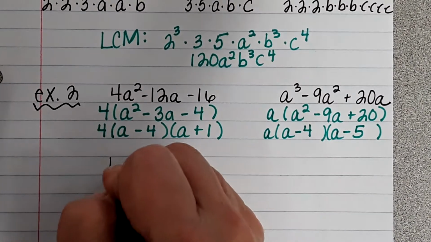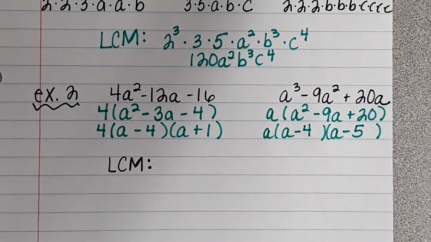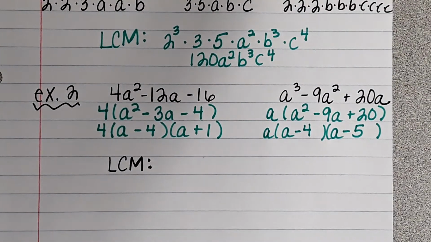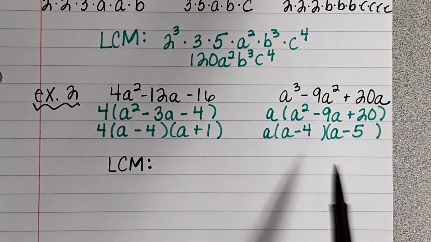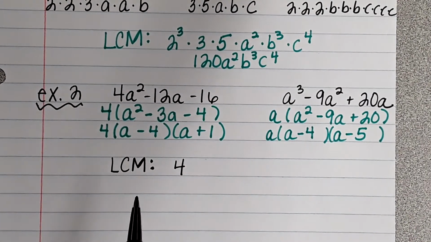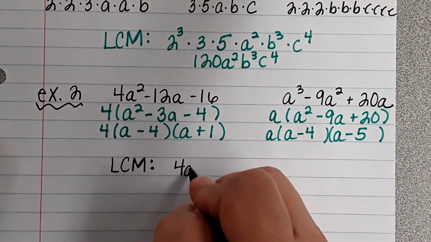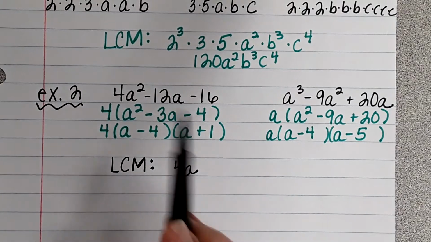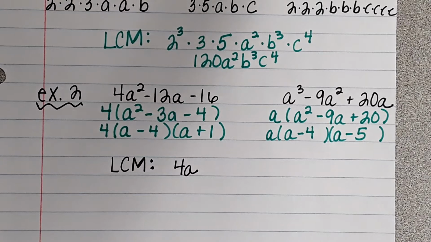Now we're going to look for our least common multiple. Remember, your least common multiple is like your least common denominator. This is what your denominator would be. Okay, so I'm looking at a 4. So we're looking on the outside of the parentheses right now. This has a 4. Does this have a 4? So we need a 4 on the outside. Now I have an a on the outside, so I need an a. This has an a minus 4. This has an a minus 4, so we're good on that part.